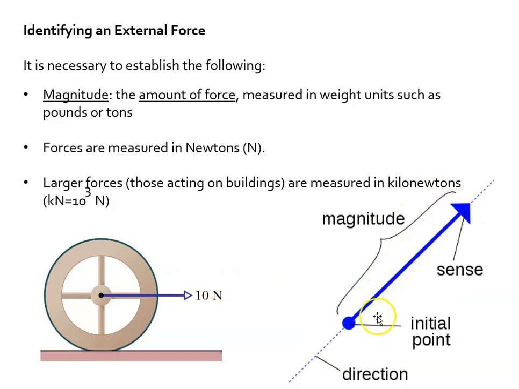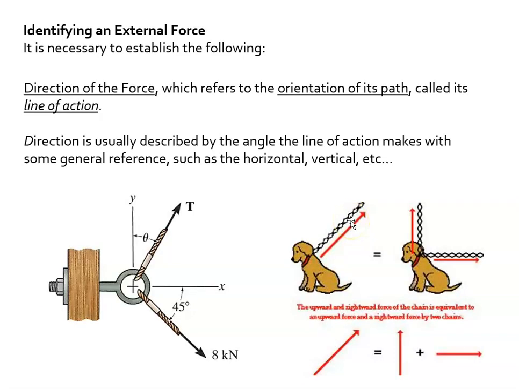So this is just kind of a graphic of how a force is often drawn. This 10 newtons pulling in that direction is described by this arrow, and the length of that arrow is the magnitude. That's just a convention for drawing it. Forces also have a direction, which refers to the orientation of its path, called its line of action. Direction is usually described by an angle the line of action makes with some general reference, such as horizontal or vertical.